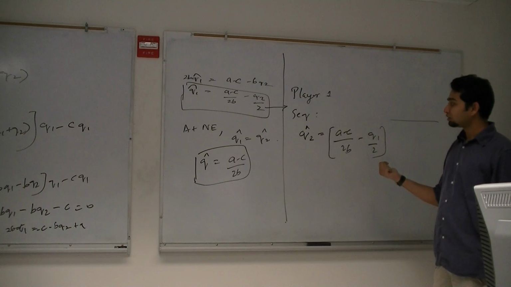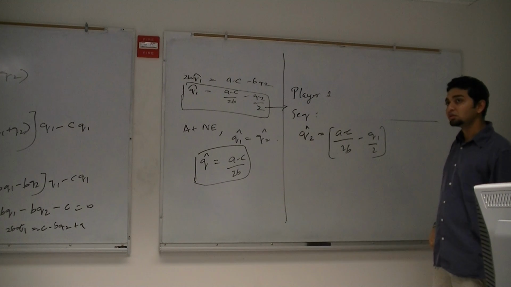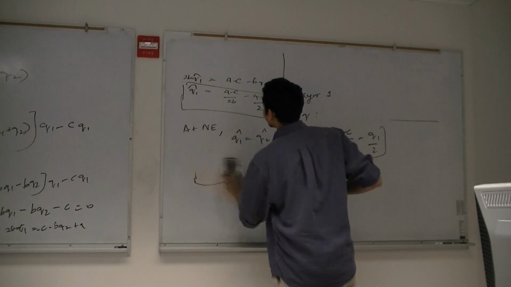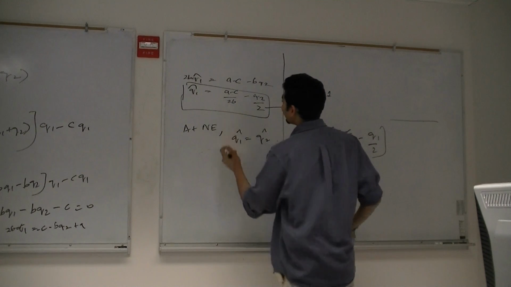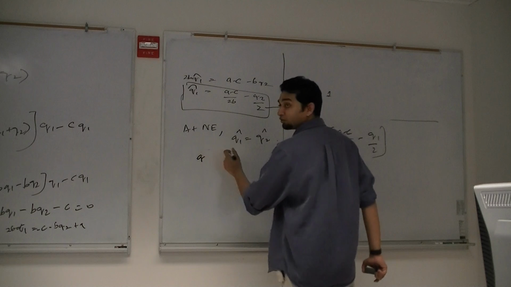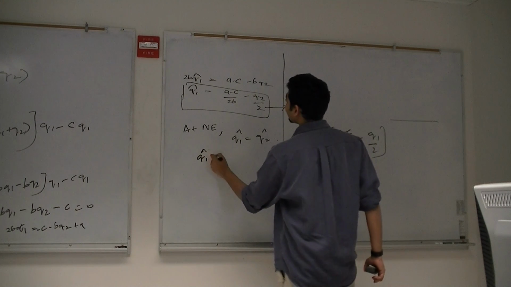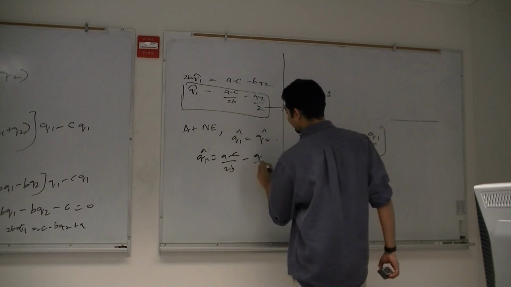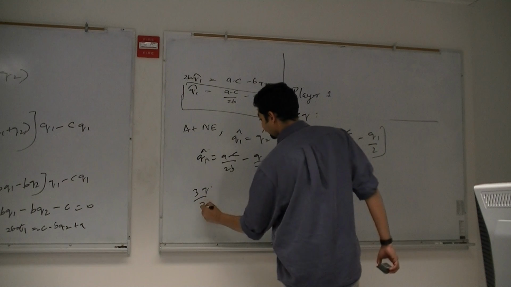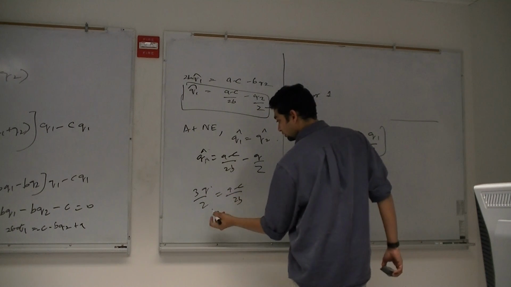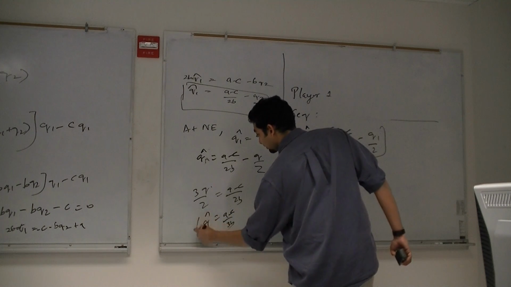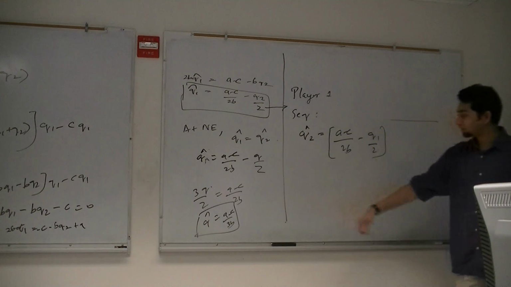Something I'm thinking, am I wrong? When you set Q1 hat equal to Q2 hat, I guess we get a solution (A minus C) over B... No, over 3. Over 3B? Yeah, over 3B, right? Over 3B. Minus Q, let's say, 2. Yeah, A minus C over 3. This right here.